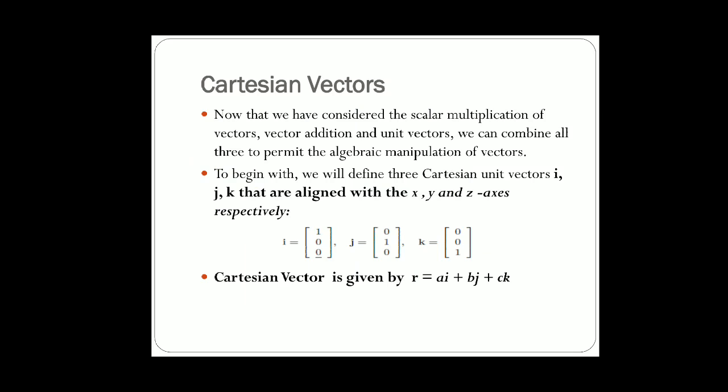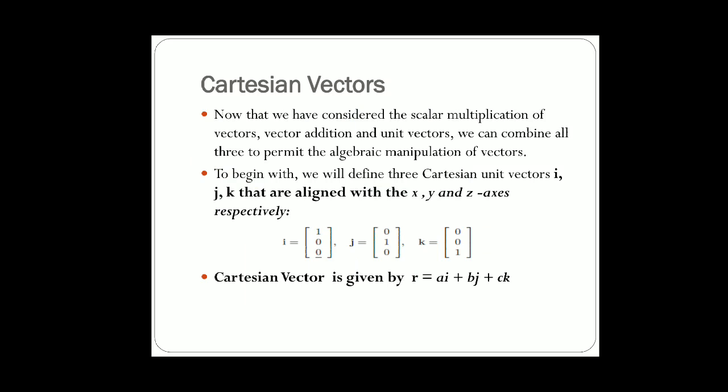Previously it was x, y, z or a, b, c. Now it is i, j and k, the three Cartesian unit vectors that are aligned with the x, y and z axes. So they will be compared with the x, y and z dimensions of my graph or matrix respectively. So i is equal to (1, 0, 0), j is equal to (0, 1, 0), k is equal to (0, 0, 1). So these are the formalized formats of my i, j, k.